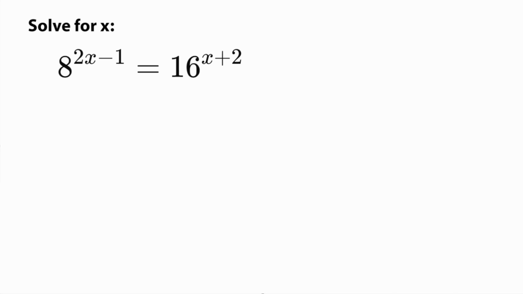Well, let's see. So here 2x minus 1 has a base of 8, right? And here this x plus 2 has a base of 16. So a rule, if we want to get a value out of the exponents without using logs or anything, is that if we have the same base on both sides, we can just drop the base and whatever's in the exponents comes down. But how do we get these two values to have the same base? Well, let's think about it.